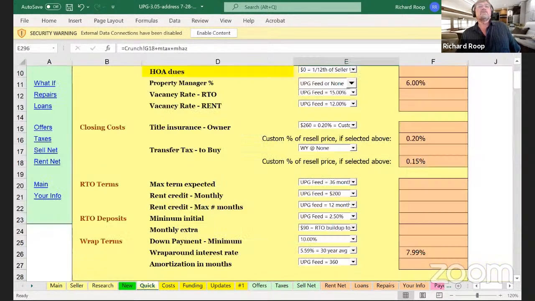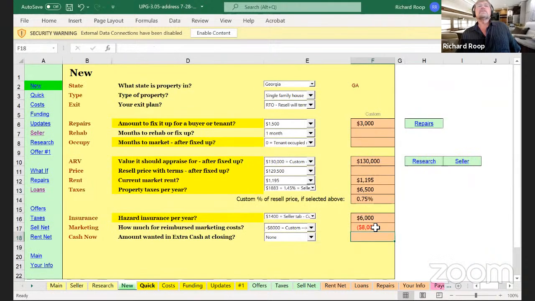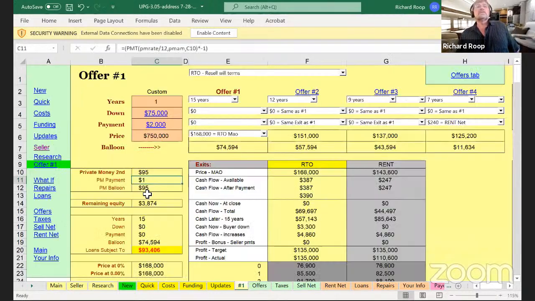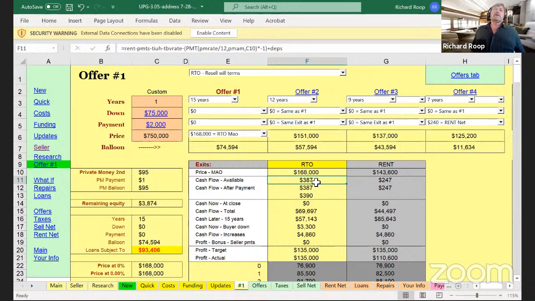Okay, let's do it 65, minus 65. All right, so we've zeroed out the private money. It's got a $1 payment, okay? So now you have more cash flow because you're not making payment on that $28,000.